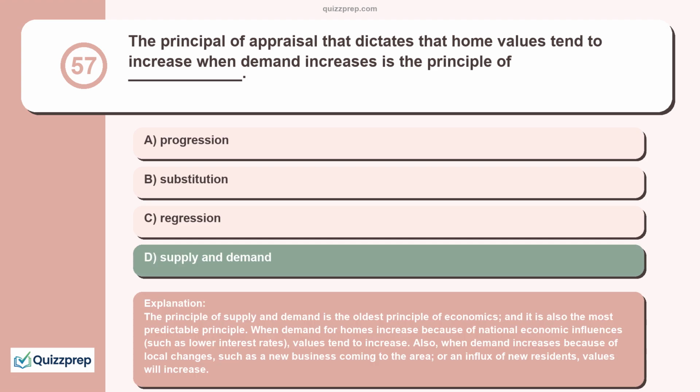The principle of supply and demand is the oldest principle of economics, and it is also the most predictable principle. When demand for homes increases because of national economic influences, such as lower interest rates, values tend to increase. Also, when demand increases because of local changes, such as a new business coming to the area, or an influx of new residents, values will increase.